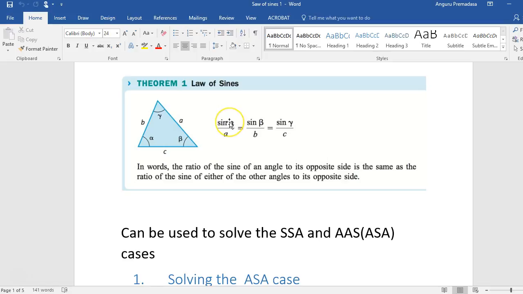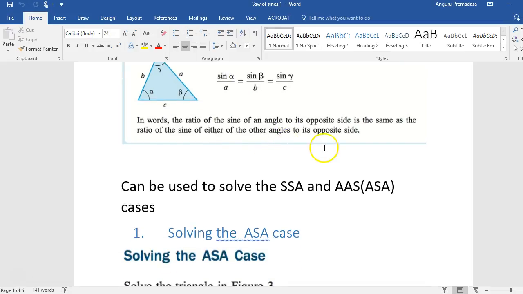So what's the use of that? The use is that if you know some of this information, then using these as equations, we can grind out the missing information. Let me also introduce you to a notation. The law of sines can be used to solve the SSA and AAS cases. What do I mean by SSA? SSA means solving a triangle where two sides and an angle opposite one of the sides are known.